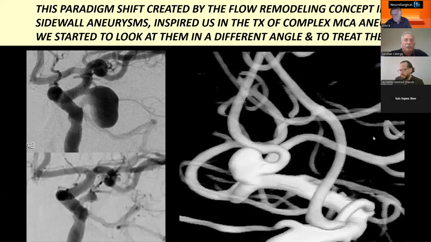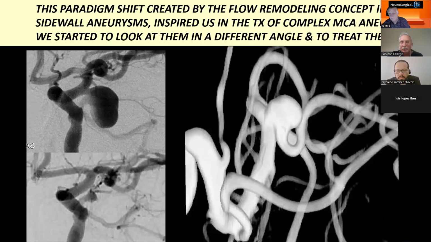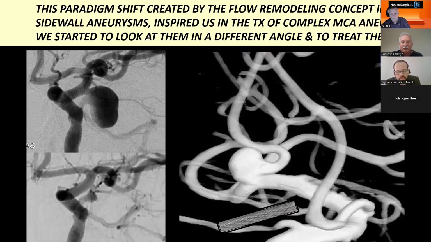So this paradigm shift, created by the flow remodeling concept, inspired us to treat complex MCA aneurysms. We started to look at them from a different angle, looking like this or this. So this was, again, an embryonic PCOM, right? How about if you look at this MCA aneurysm like this? It's the same thing. So you basically place your flow diverter here.